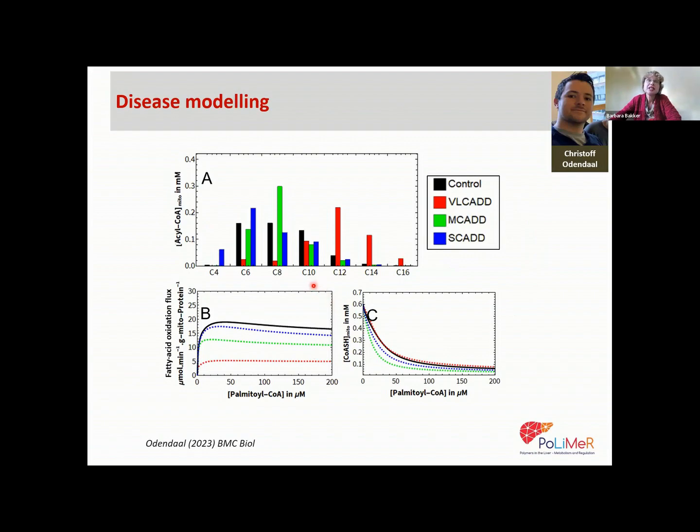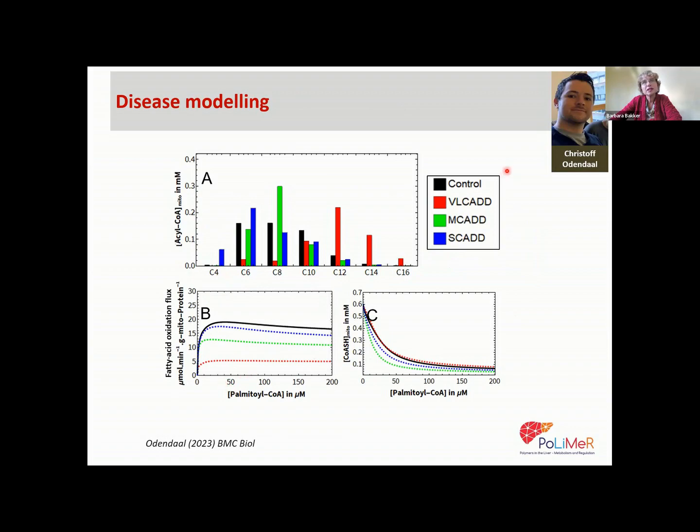Here you see other diseases, just to show that we can use this model not just for one disease, but for multiple diseases. So if there is a deficiency in a very long chain specific enzyme, the VLCAD, then you see the longer chains, C12, C14, C8, and C16 accumulating. And if the deficiency is in the shorter chain enzyme, you see here in blue the shorter chain acyl-CoAs accumulating.